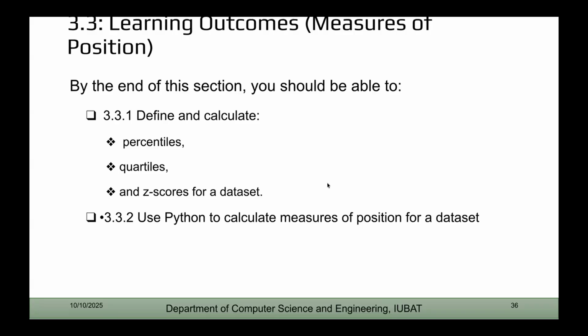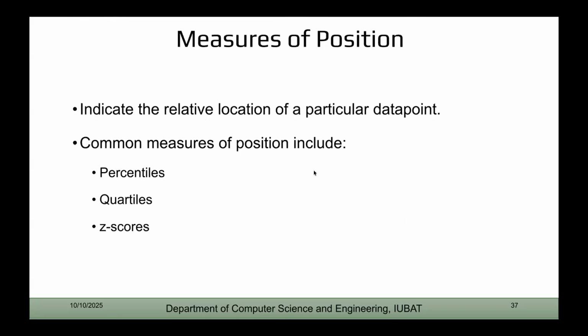And in every chapter, after the problems and all the explanations, you might get one Python program that helps you to calculate these measures of position for a data set. So let's go one by one, starting with measures of position.